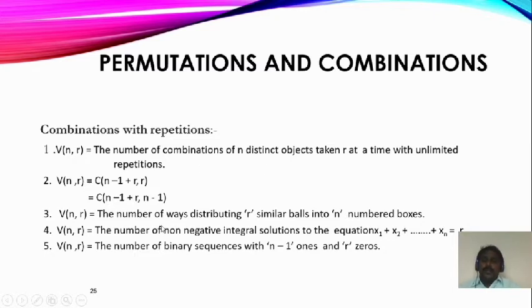Another way: the number of ways of distributing r similar balls into n numbered boxes is VNR or NVR. The number of non-negative integral solutions of the equation x1 plus x2 plus so on plus xn equals r. The number of binary sequences with n minus 1 ones and r zeros. So these are some of the interpretations of NVR or V of n comma r, the properties of combinations with repetitions.